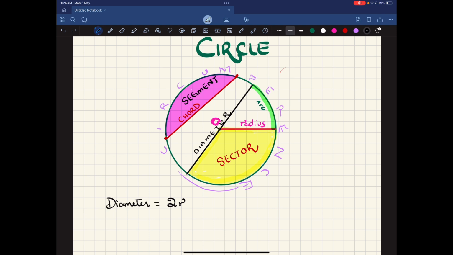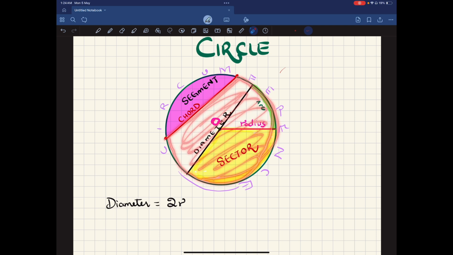A segment is a region enclosed between a chord and the corresponding arc. This one is the smaller segment, and if we look at the other side of the circle, this chord and this arc make the major segment. If you're not clear on segment and sector, don't worry about it. We are going to get into a lot of detail as soon as we are done with calculating the area and circumference of circles.